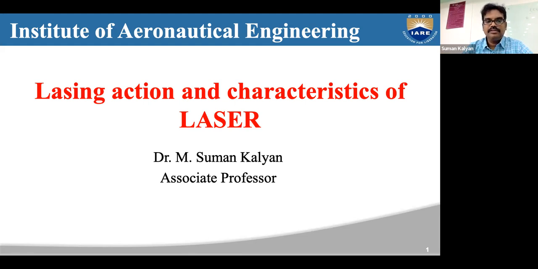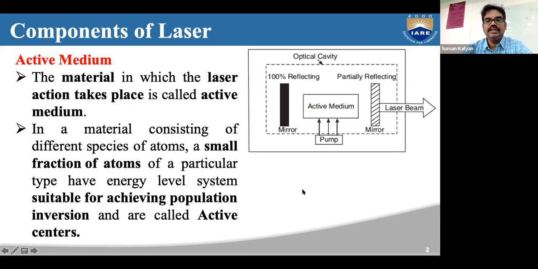For that purpose, we need to see what the components of a laser are. In a laser, we have three main parts. The first one is the active medium. Where the laser action actually takes place is called an active medium, the material or crystal where we produce the laser. In this active medium, there will be different types of atoms.